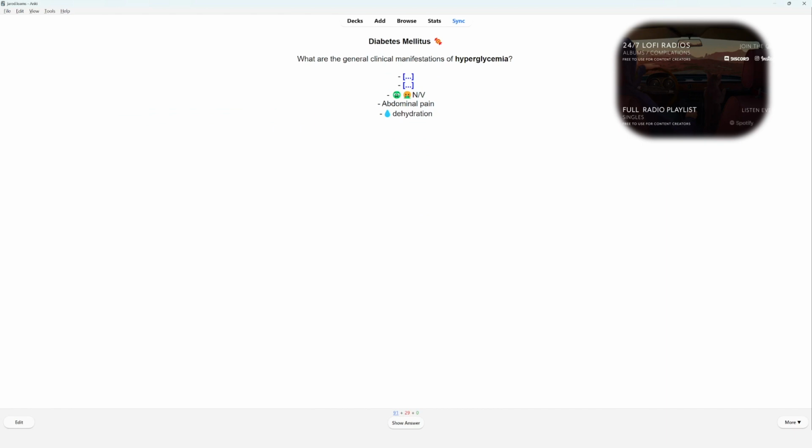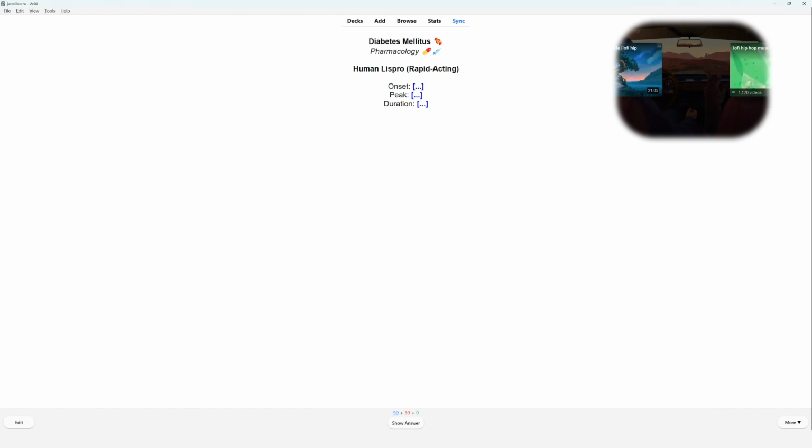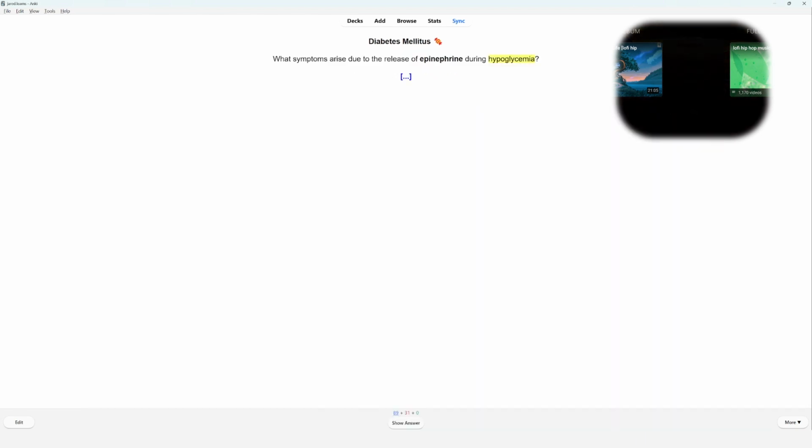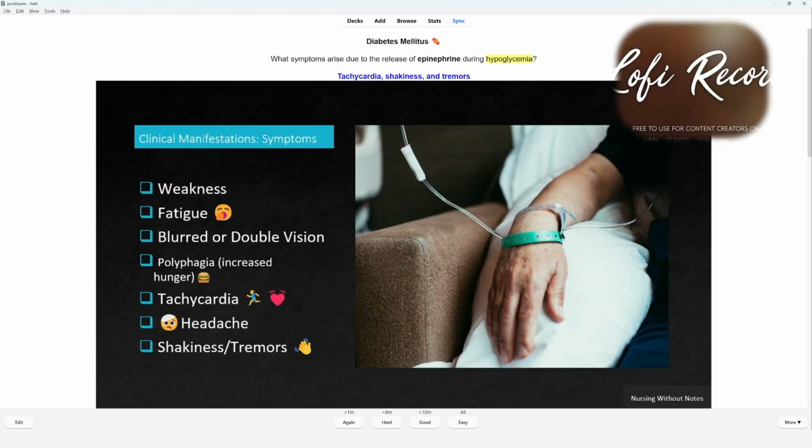Hyperglycemia: polydipsia, polyuria. 15 minutes, 30 minutes to 1.5 hours, and then 5 hours. This is going to be the tremors, shakiness, that tachycardia. Wow, they released that epinephrine.